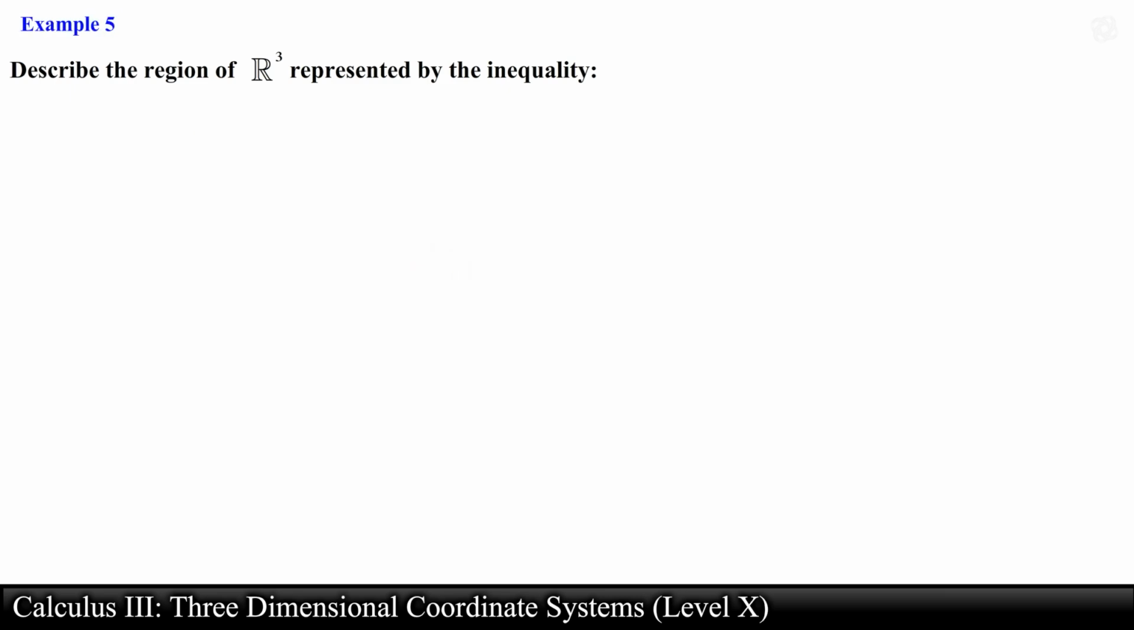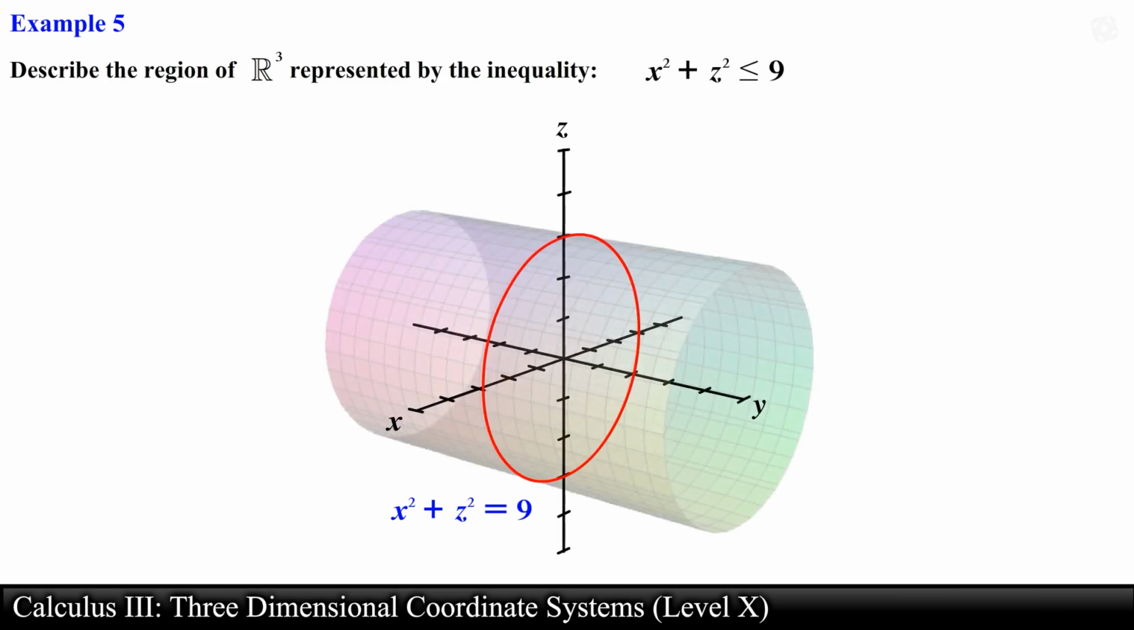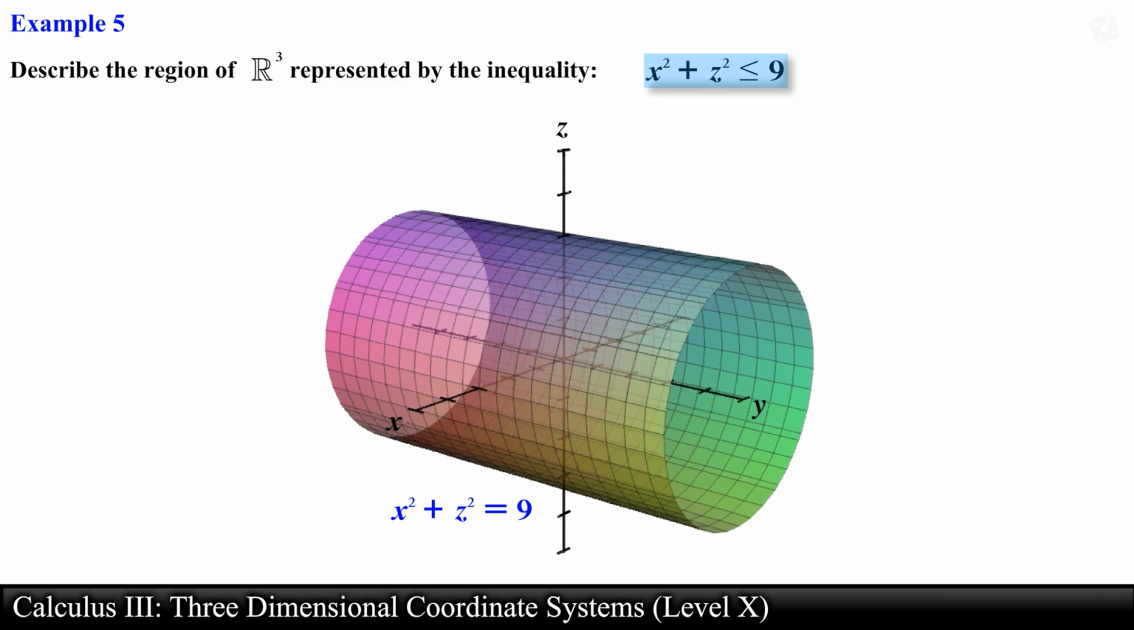Alright, let's try the next example. Describe the region of R cubed represented by the inequality x squared plus z squared is less than or equal to 9. As always, let's go ahead and graph the inequality as if it were an equation. This equation represents a cylinder with circular traces of radius 3, located in the xz plane, and centered on the y-axis. Next, let's apply the inequality.